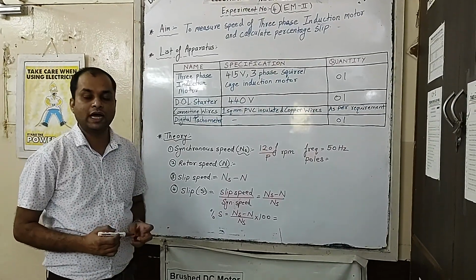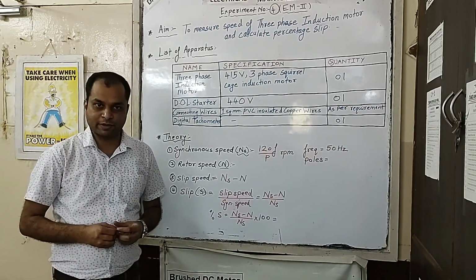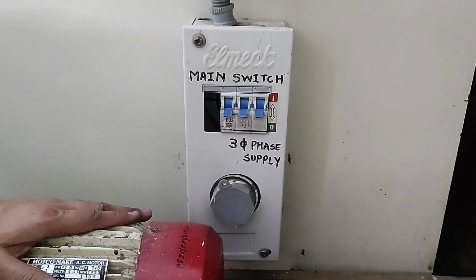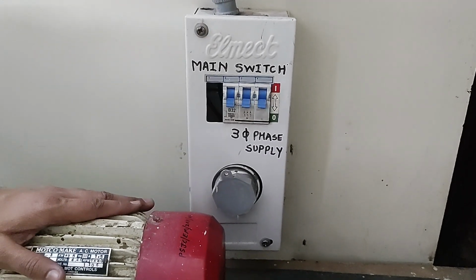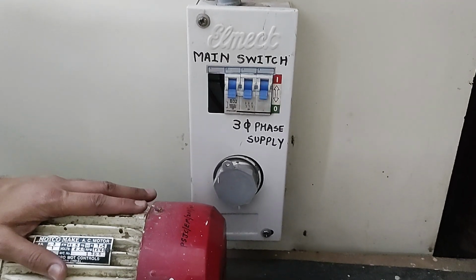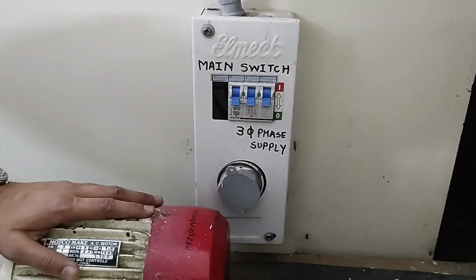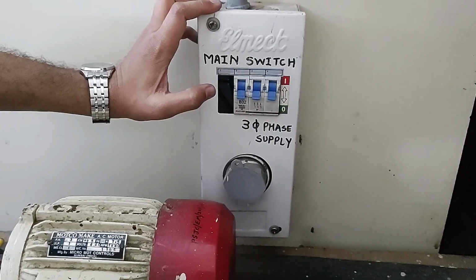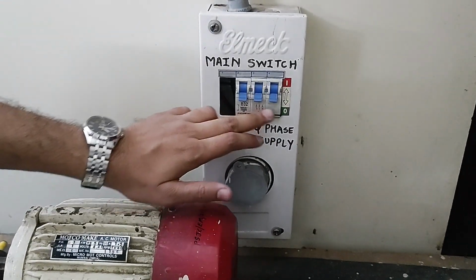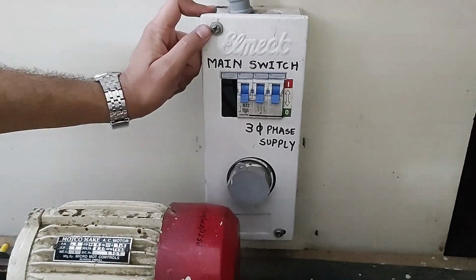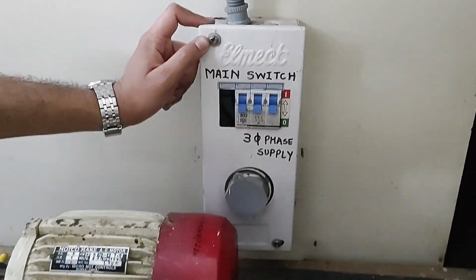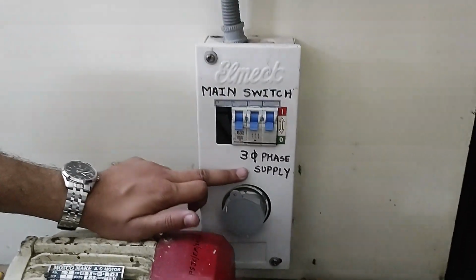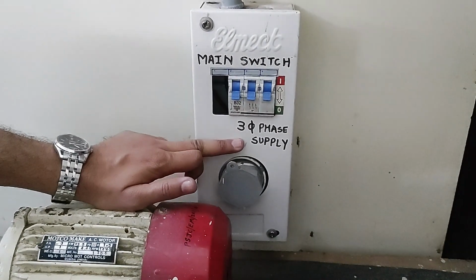So let us have a look at the apparatus for this experiment. Let us have a look at the list of apparatus or equipment. This is the main switch, which we can see here, and here we can see that there is a 3-pole MCB. From here we will get three-phase AC supply to supply to the motor.